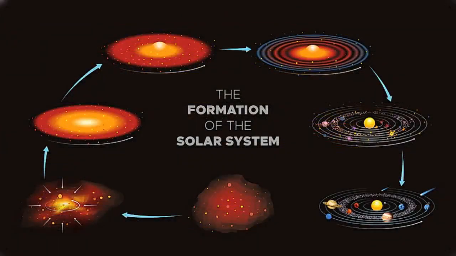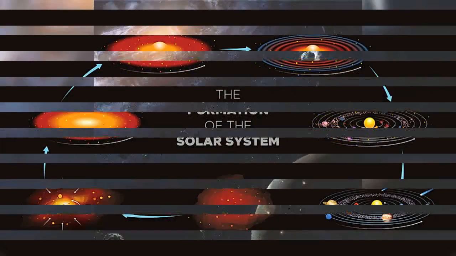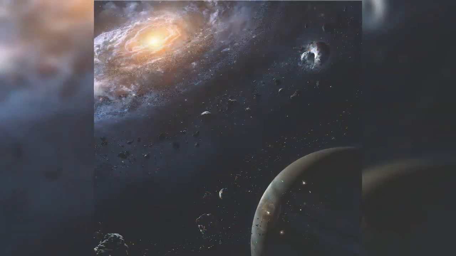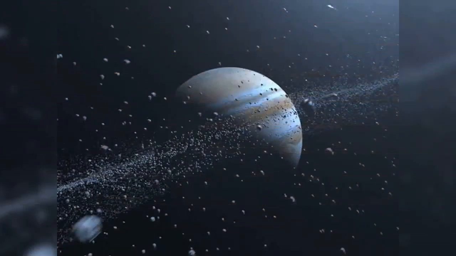2. Formation of a protostar. As the molecular cloud collapses, it forms a spinning disk of gas and dust called a protoplanetary disk. The central region of this disk becomes denser and hotter, eventually forming a protostar at its center.